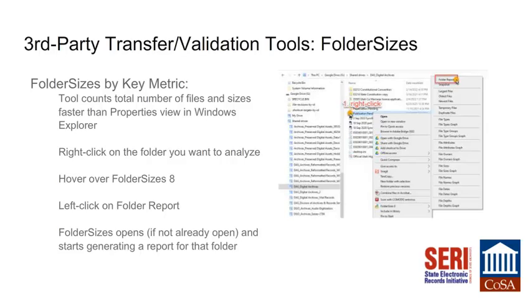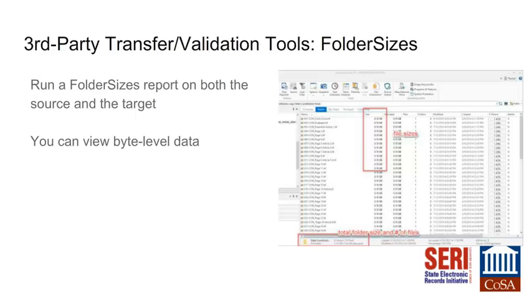Another tool that is useful for data transfer validation is called FolderSizes. When you run this tool, it will give you the total number of files and the sizes of those files. To run it, right-click on the folder you want to analyze and choose FolderSizes, then Folder Report. To confirm that a verified copy matches the original source, run a folder report on the source and the target, which works fine for Google Drive Desktop.